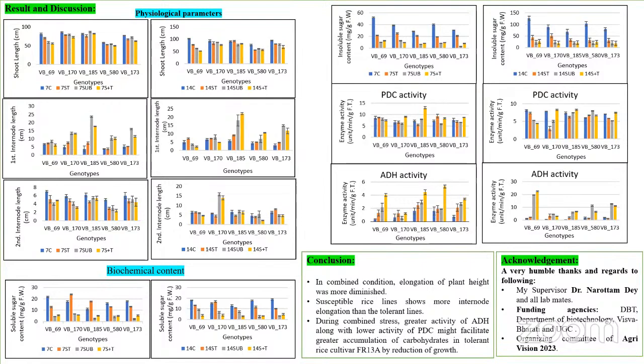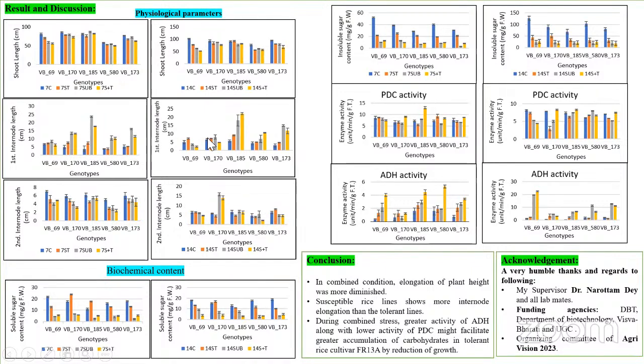The submergence tolerant rice line FR13, represented here as VV69, and the landrace Kalabhat show more growth reduction in combined stress compared to the other varieties. Plants increase their shoot length by increasing their internode length. So in 7 days of stress induction, the first internode length of all varieties is more or less increased, but the susceptible varieties show more elongation of internode length. By elongating their internode length, they can increase their plant height.